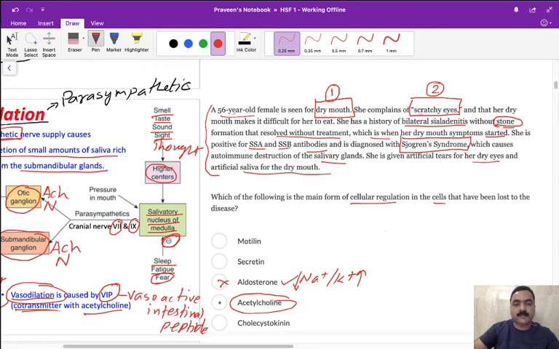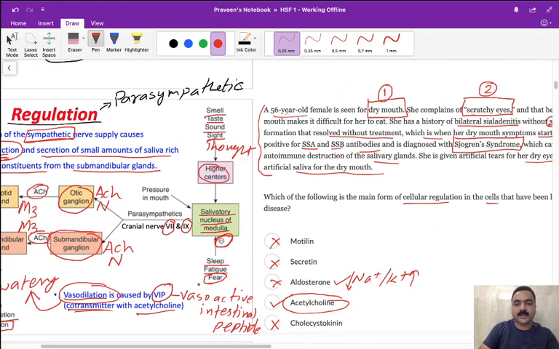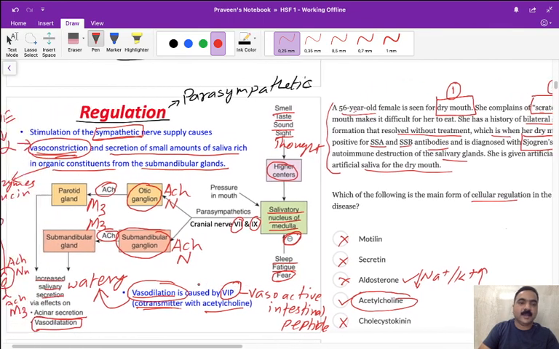So acetylcholine from the parasympathetic nerve is the one that causes it. Okay, all these, motilin, secretin and cholecystokinin, are hormones of the GI tract. We are going to study those hormones later. So we have motilin, we have secretin, we have CCK or cholecystokinin. All of them are hormones of the GI tract, but these hormones do not have an influence on salivary secretion. So the major regulator of the secretion is acetylcholine.